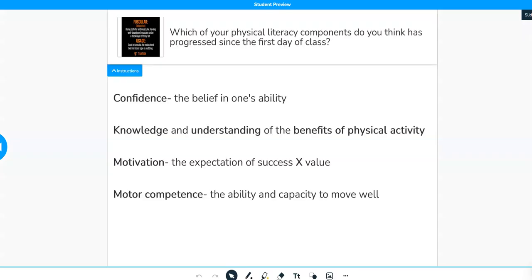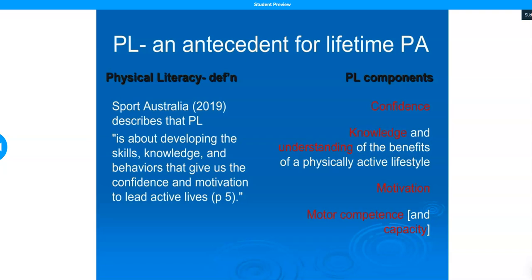So which of your physical literacy components do you think has progressed the most since the first day of class? Is it your confidence? Is it the knowledge and understanding of the benefits of physical activity? Has your motivation changed, the expectation of success times value, or your motor competence? Those are the four components. And the definition of physical literacy from Sport Australia is about developing the skills, knowledge, and behaviors that give us the confidence and motivation to lead active lives.